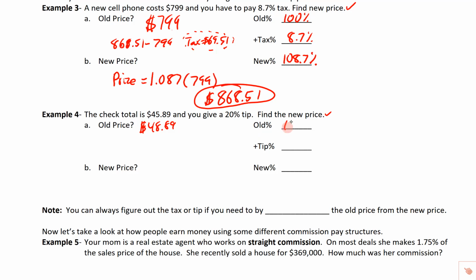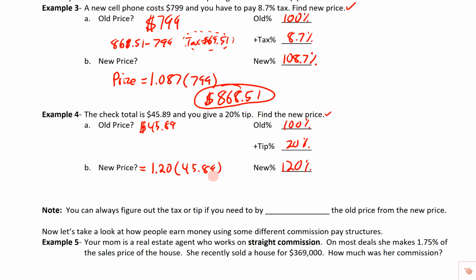So the old percent is 100%. We give a tip of 20%, and we end up paying 120% altogether. So what's the new price? Well, the new price would equal 120% of the original price. So let's write 1.20 times the original price of $45.89. Oops, I need to fix that, $45.89.